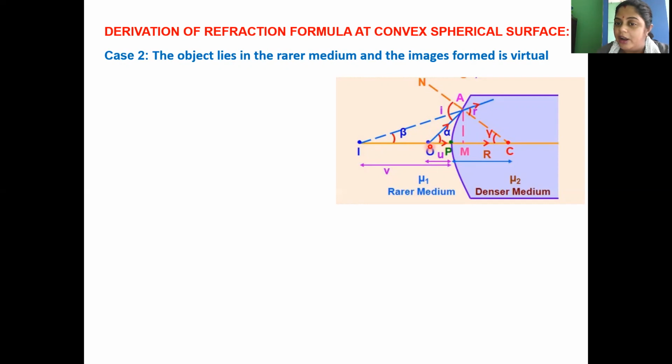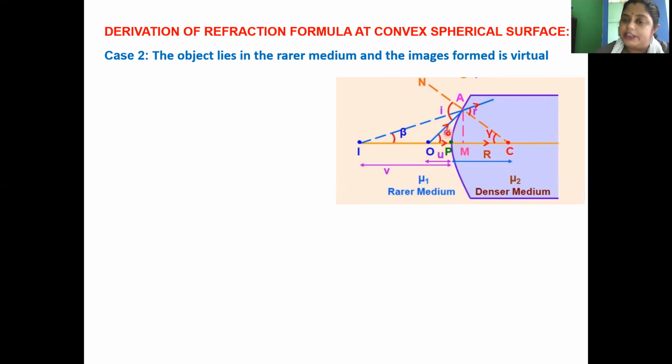See here. For the first ray, OA is incident at an angle i at A. After refraction, here light is traveling from rarer to denser medium, so after refraction this ray bends towards the normal. And another ray OP goes undeviated as it is incident normally. These two rays appear to diverge from I. So I is the virtual image of O.